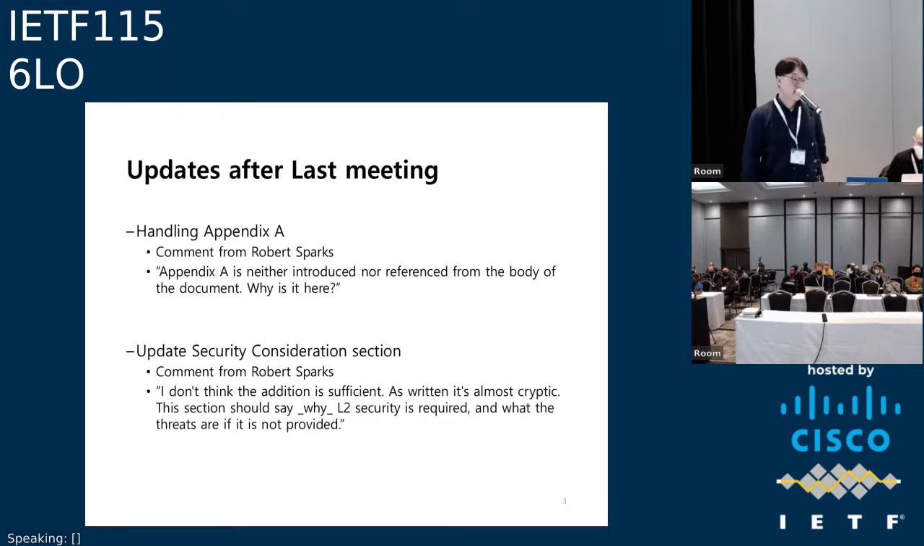This is the update after the last meeting. We got a couple of comments. We believe that we resolved the comments, but among the comments from Robert Sparks, some remained unresolved. That is the handling of Appendix A and the security considerations section. Appendix A is neither introduced nor referred to from the body of this document, so he asked why it is here. Yes, he's right. So in the revision, we try to resolve his comment. And the second thing is the security considerations section. Robert Sparks says that he didn't feel satisfied with our update. So in this revision, we also try to resolve his comment.